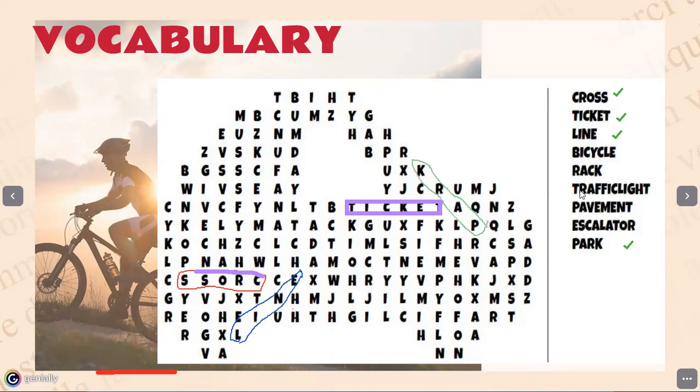Bicycle rack, traffic lights, pavement, and escalator. Okay, it's missing these words. Look for one word, please. Daira, very good. Only one time, okay, Diego? Only one. Good, Mateo, very good. Escalator. Cross, yes, we have cross. Only one student, okay? It's missing bicycle, traffic light, and rack.